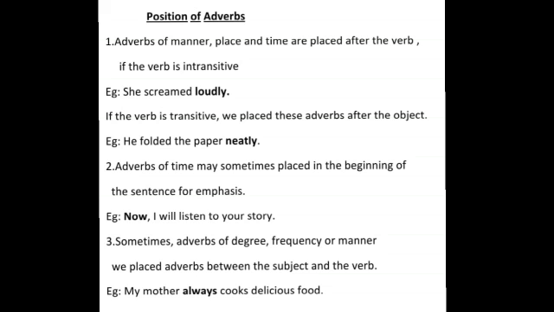Now we are moving to the position of adverbs. First, adverbs of manner, place and time are placed after the verb if the verb is intransitive. Intransitive means there is no object in the sentence. If the verb is intransitive, we place these adverbs after the verb only. Look at the example. She screamed loudly. So after the verb, we add adverb.